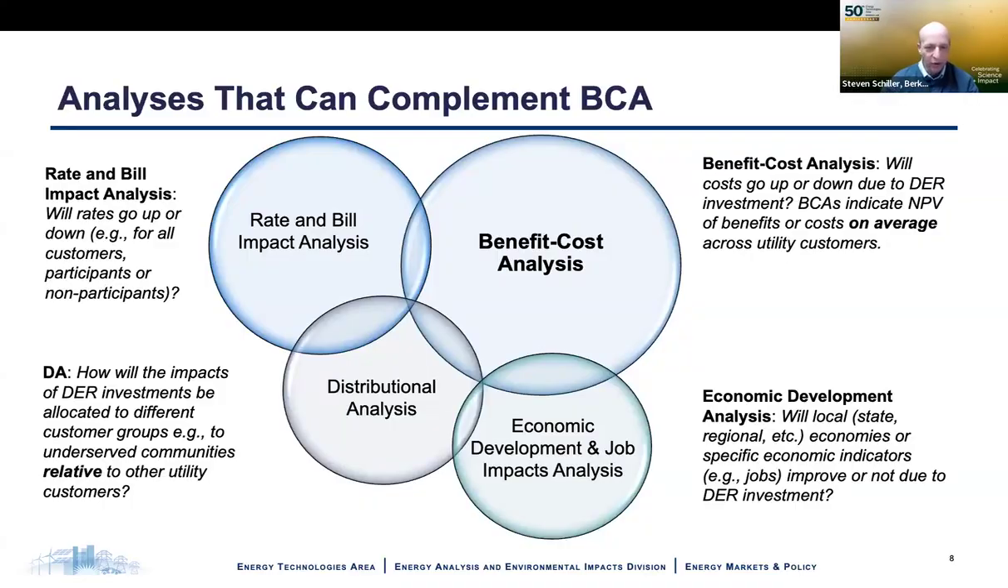So you have in the big circle here benefit cost analysis, but within utility systems, decision makers, regulators often look at rate and bill impacts. Are the rates going to go up for all consumers, participants? The distributional analysis, how are these impacts going to be felt by different groups, by rural versus urban customers, by underserved customers versus other utility customers? And then a lot of jurisdictions will be looking at economic development. How do these investments affect the jobs within my area? These are all the type of things, along with benefit cost analysis, that help determine decisions on investments.